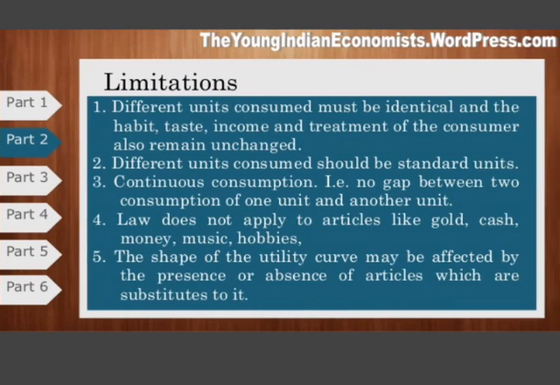Then you have the limitations to utility. The law of the marginal utility, the limitations, they are there. Number one, different units consumed must be identical. Very important. Then different units consumed should also be of standard unit. Then the consumption must be continuous. Then the law does not apply to certain articles like gold and money. Then the shape of the utility curve may be affected by the presence or absence of articles which are substitutes to it. So if you have a substitute to the goods, it will affect the shape. So these are some of the limitations to the law.